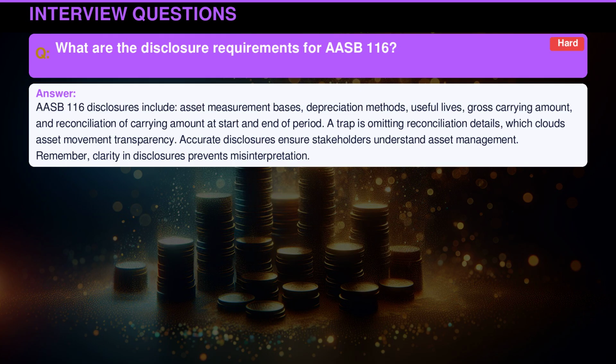AASB 116 disclosures include asset measurement bases, depreciation methods, useful lives, gross carrying amount, and reconciliation of carrying amount at start and end of period. A trap is omitting reconciliation details, which clouds asset movement transparency. Accurate disclosures ensure stakeholders understand asset management. Remember, clarity in disclosures prevents misinterpretation.